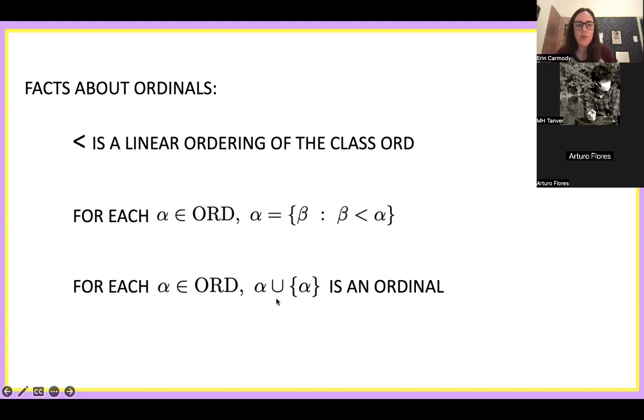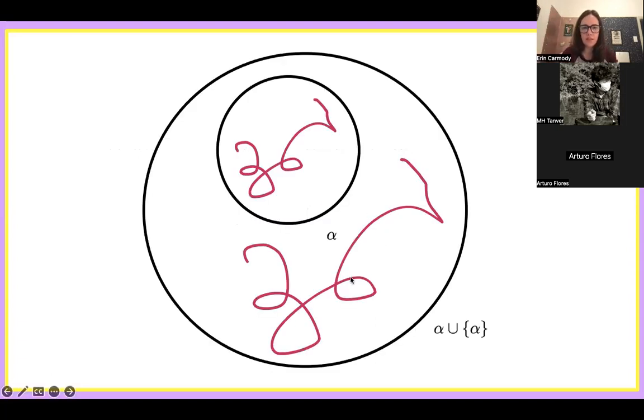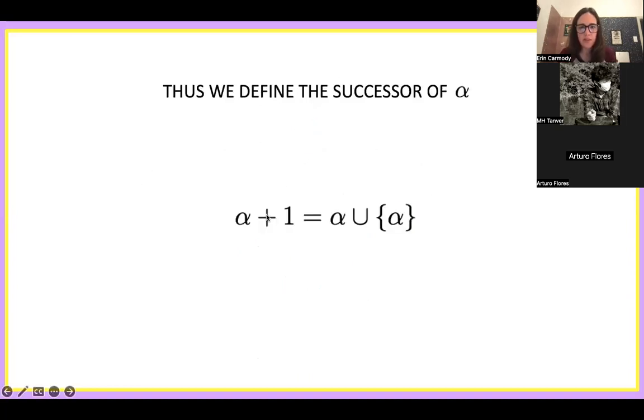And here's a nice one. For each alpha in Ord, alpha union the set that contains alpha is an ordinal. And that's how we can get to the next ordinal. If this is alpha, it's got some members, and alpha union the set that contains alpha would be this set. It's got all of alpha's members, and then it's got alpha itself. You can see it looks kind of self-similar, like a fractal. So that's how we define the successor of an ordinal alpha. Alpha plus 1 is alpha union the set that contains alpha.